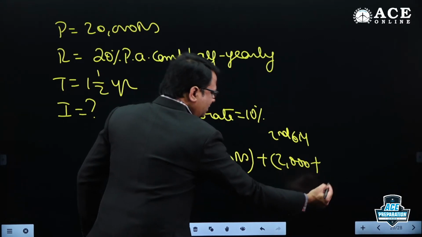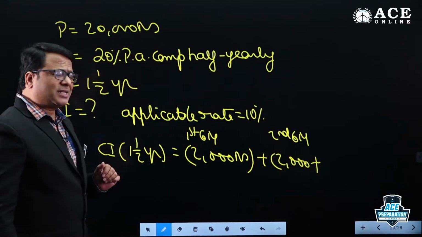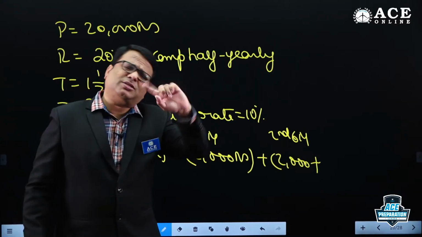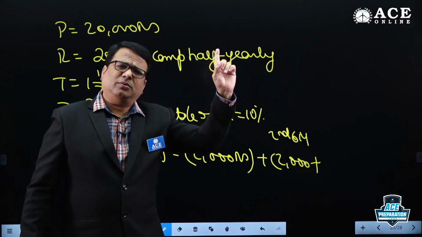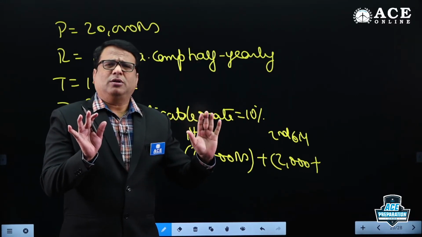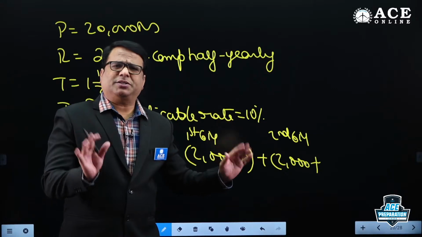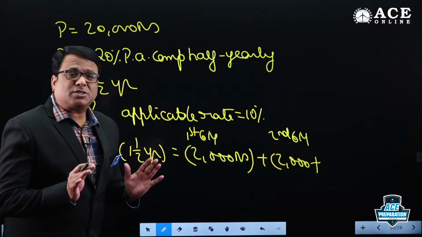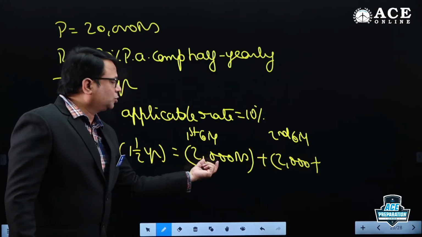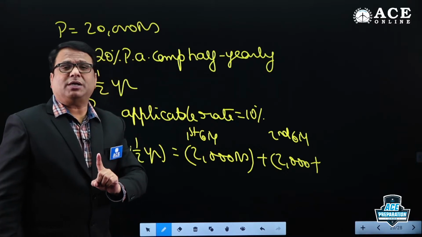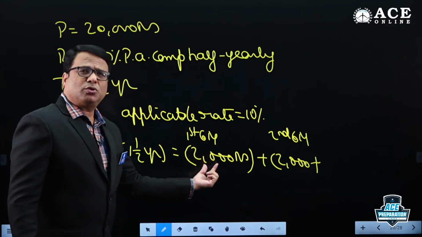2,000 plus, what is the interest accumulated in first 6 months? Same procedure as compounded annually. There is no change in the procedure at all. The only thing is applicable rate changes. So 2,000 plus, how much interest is accumulated in first 6 months? 2,000. On this 2,000 also 10% is charged. And 10% of 2,000 is 200.